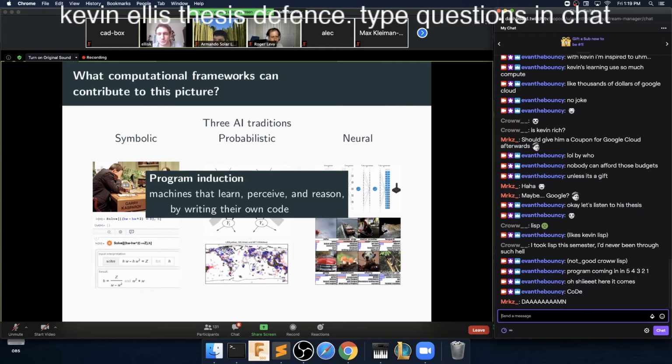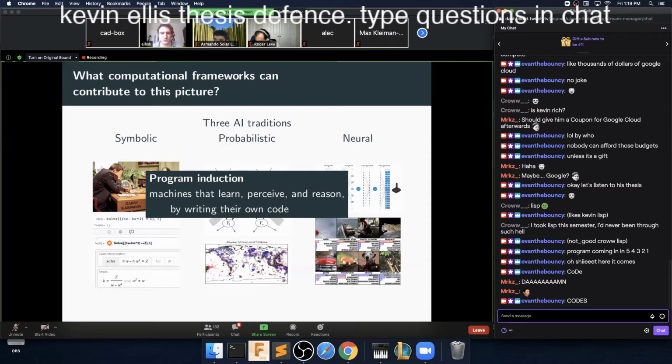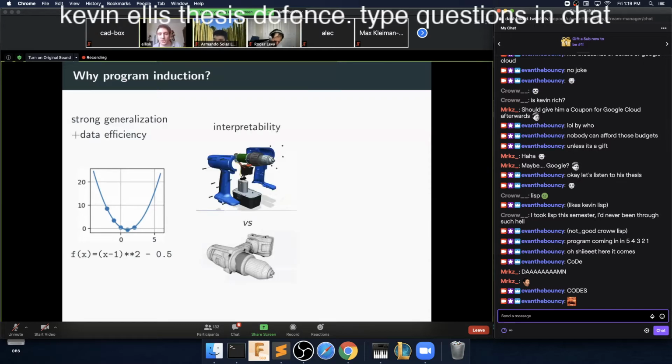So why would you want to do this? Why would you want to make machines that learn by synthesizing code? There's a few reasons. One is that programs tend to generalize very strongly. Intuitively, they extrapolate rather than interpolate. And because of this, you can often learn them from very small amounts of data. Not all programs are human understandable, but they tend to be one of the more interpretable representations of knowledge. They really are the language in which humans design much of the digital world.